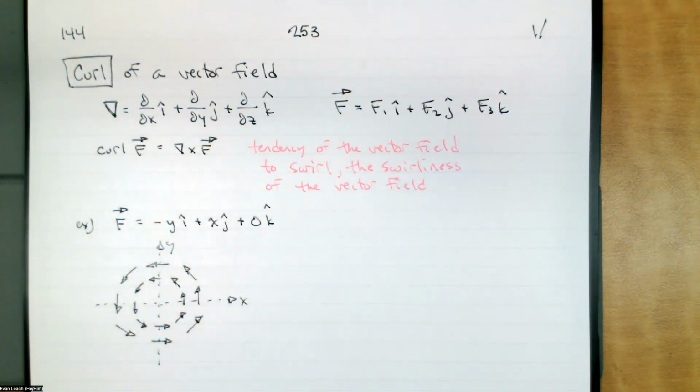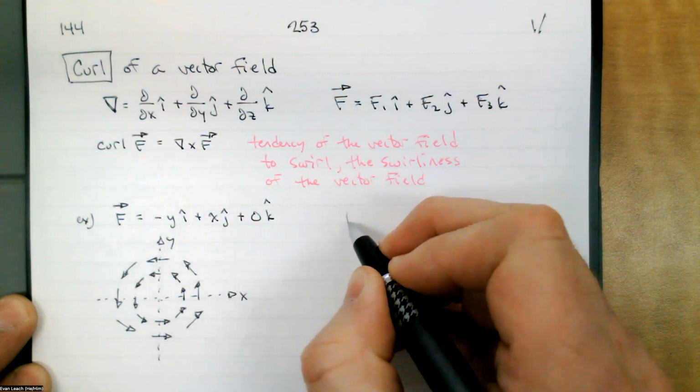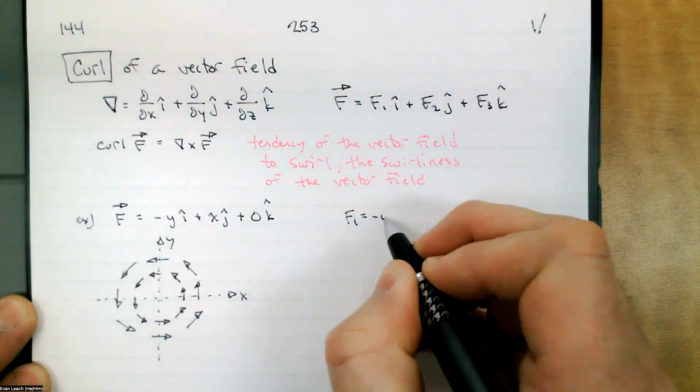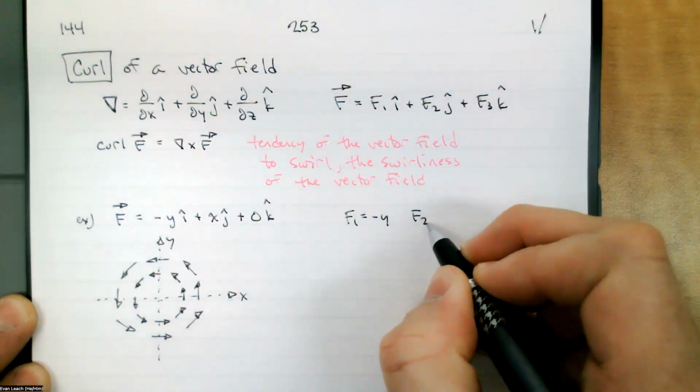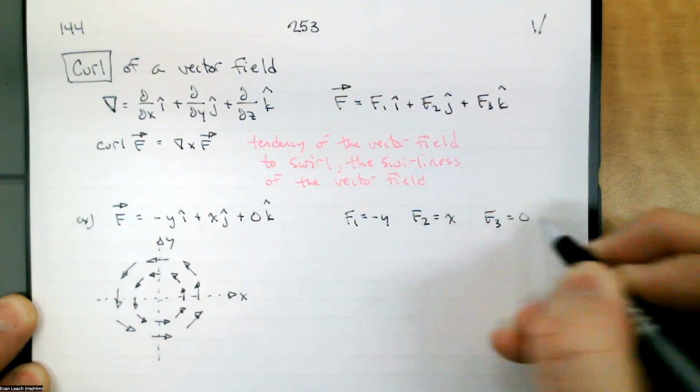We're going to expect that the curl should be pointed up, because we can see that these swirls are nice and flat in the XY plane, and perpendicular to that, where our thumb is going to be going, should be coming straight out the page. Let's calculate. So F1 is just minus y, F2 is x, and F3 is 0.